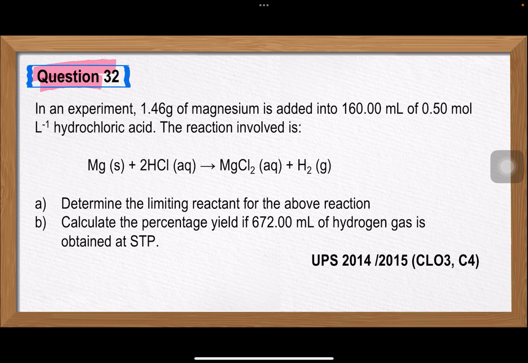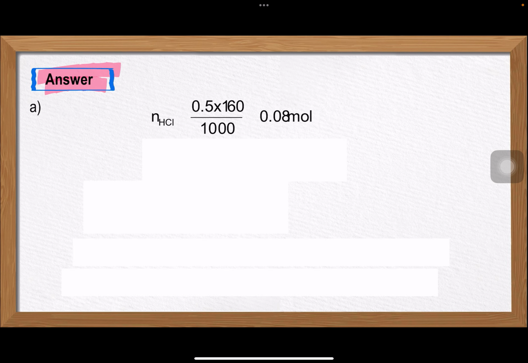Okay, number 32. Reaction of magnesium and HCl is given. The data for the reactants: magnesium 1.46 gram, and 160 milliliter of 0.5 molar HCl. Determine the limiting reactant as usual. For the limiting reactant, you must know the mole for both reactants. Change the mass to mole, and the volume and molarity to mole. For HCl, use the molarity and volume. For magnesium, use the mass of magnesium. So HCl is 0.08 mole, magnesium is 0.06 mole.